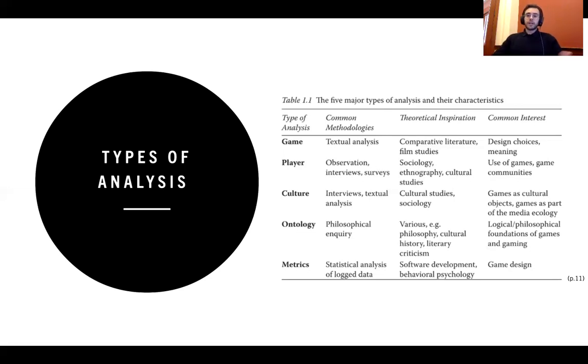Just compare a horror game like Amnesia: The Dark Descent to playing an ego shooter like Call of Duty: Modern Warfare. How is meaning created by the design choices that the developers made in each of these games? How can we analyze and interpret that?